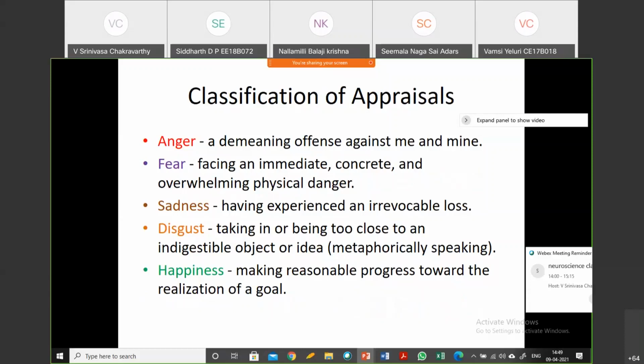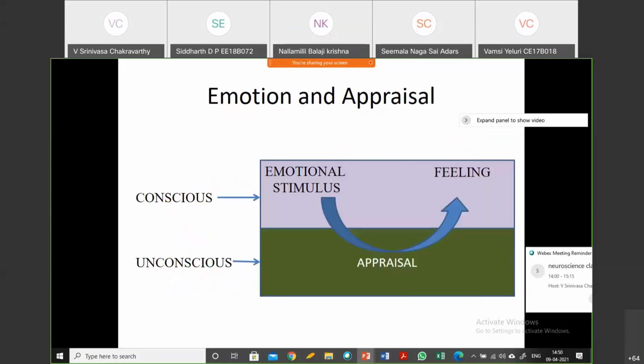Here also, earlier people were classifying emotions, but now we classify appraisals, which are very similar to emotions. Anger here means a demeaning offense against me and mine. Fear means facing an immediate, concrete, and overwhelming physical danger. Sadness means having experienced an irrevocable loss. Disgust means taking in or being too close to an indigestible object or idea. And happiness means making visible progress towards the realization of a goal. So appraisal means whatever has happened to you or is going to happen to you, is it good or bad? This is what appraisal is. Emotion is created because of this.